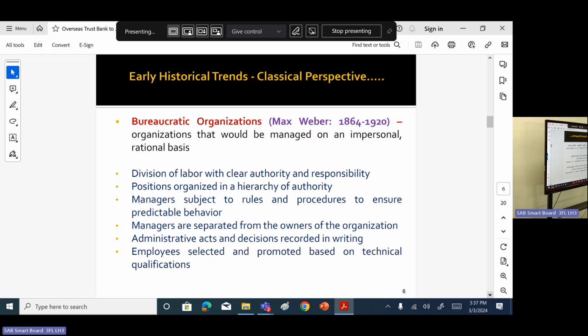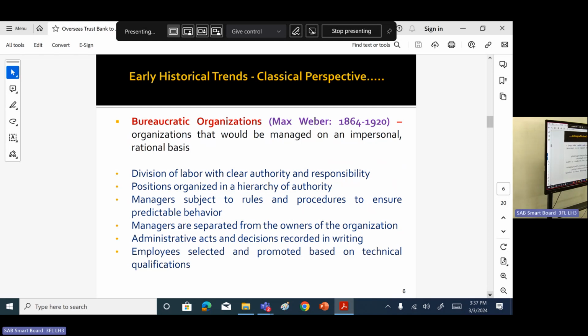Then division of labor, which was initially introduced by Adam Smith, a Scottish economist, in 1776. It is the first principle mentioned by Weber under the bureaucratic principles: task specialization, division of labor.